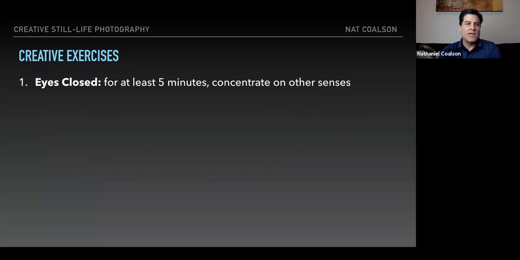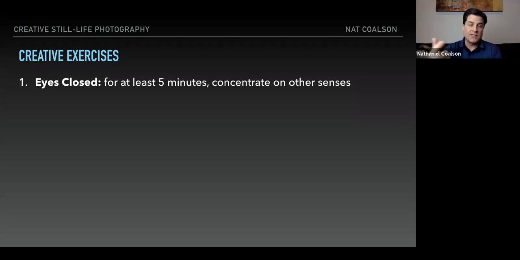So the first one is to sit with your eyes closed in a peaceful place where you can sit undisturbed for about 5 minutes. 10 minutes is even better. And during this time, just concentrate on all of your other senses, your smell and your hearing, and even your taste and your touch, how your body feels. When you open your eyes, you will see things differently. And I'll leave it to you to experience that in your own way.